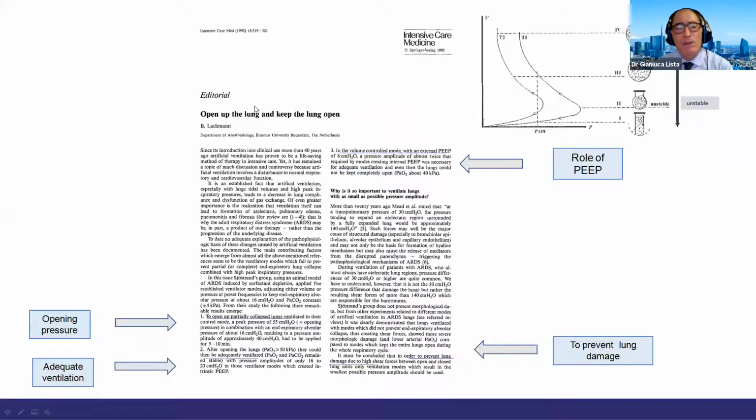I think it's important to remember this very interesting paper written by Lachmann some years ago. The title was Open Up the Lung and Keep the Lung Open. There are very important issues to remember. The first one is to try to reach an opening pressure. The pressure is important to open up partially collapsed lung. Then we try to guarantee a normal gas exchange, a normal alveolar ventilation. The role of positive end-expiratory pressure is very important. And we always have to try to prevent lung damage.